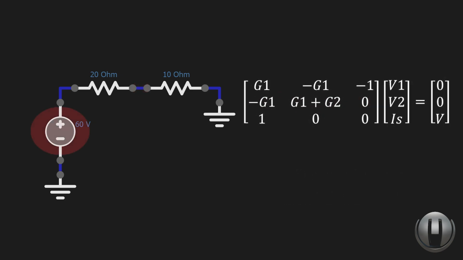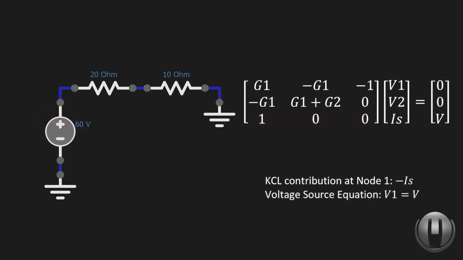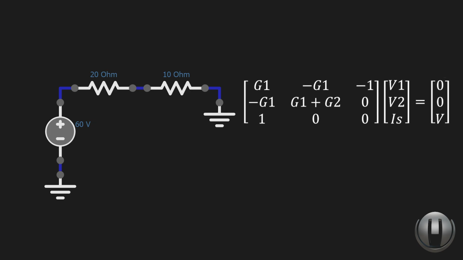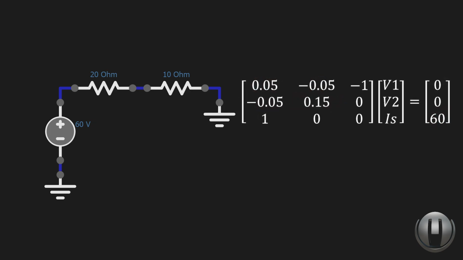Now let's go to the voltage source, but notice how the system of equations has a new unknown, which is IS, the unknown branch current of the voltage source. We have the voltage source contribution at node 1 to be negative IS. Now we add the equation of the voltage source at row 3, which is V1 equals V, the value of the voltage source. Substituting with the values of G1, G2, and V, we will get this system of equations.